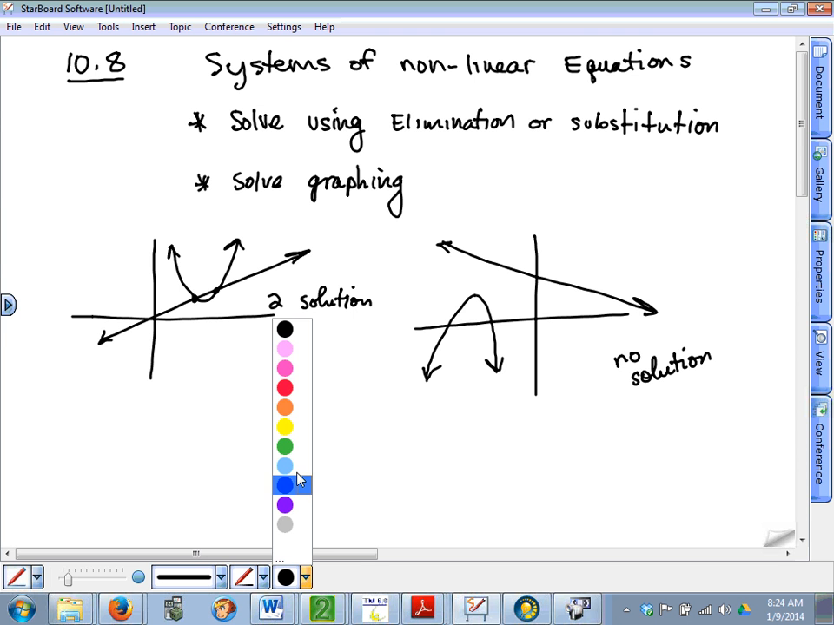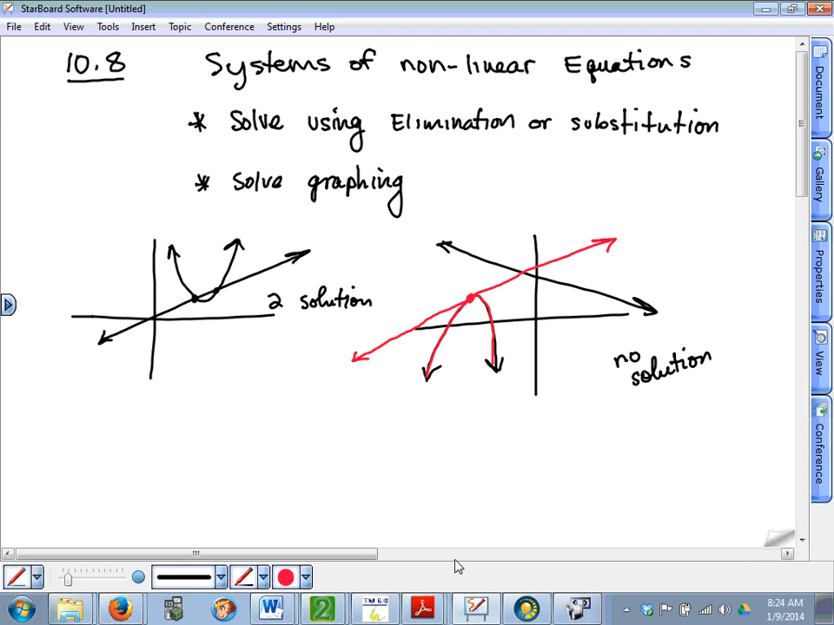Or just so I don't have to draw another picture, what about this case right here? The 2 in red. Don't count that black line. But what about the 2 that are in red now? How many solutions would that have? That would have 1 solution because that's a tangent line. And that's just with a linear equation and a quadratic.